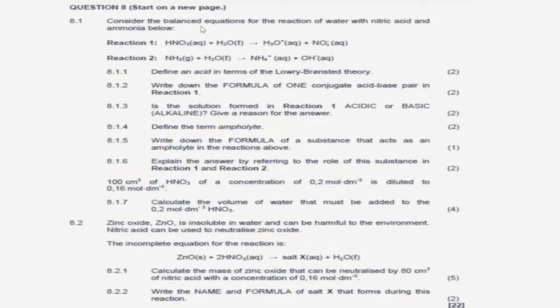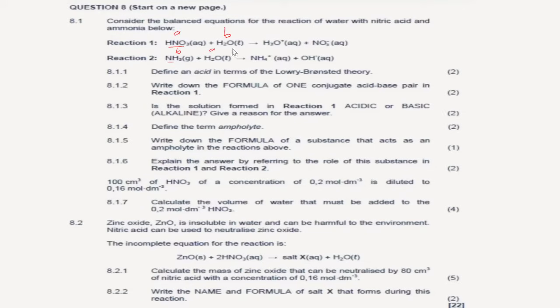Then 8.1 says, consider the balanced equation for the reaction of water with nitric acid and ammonia. So we know the nitric acid is this one and the ammonia is that one, right? We are given two reactions here. Both of these reactions are with water. As we can see here, the nitric acid is an acid, so the water here acts as a base. But the ammonia, remember, is a base, so the water here acts as an acid, right? So at this point, you can see that the water is acting as an ampholyte because in reaction 1, it's a base, and in reaction 2, it's an acid, right?